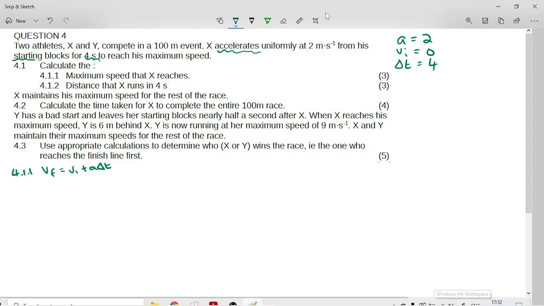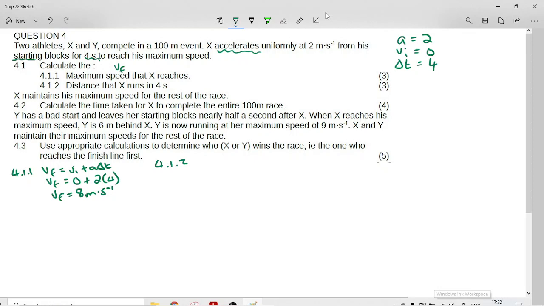We want to know his maximum speed, which we're going to be calling his Vf, or final velocity. So Vf is going to be his initial velocity. He started from the starting blocks, which is 0, plus the acceleration, which is 2, times the amount of time that he runs for. So his final velocity is going to be 8 meters per second, obviously in the direction that he's running. Then it says to you, what is the distance that he runs in 4 seconds?